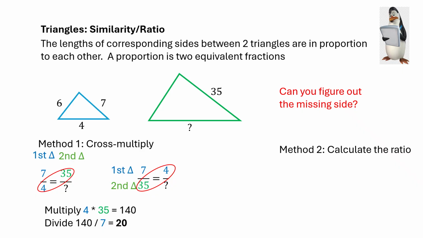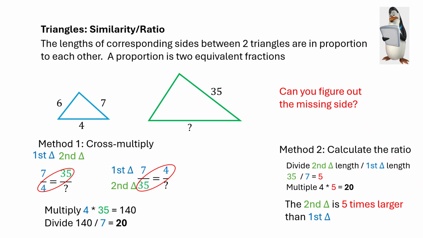Another method you can use is just calculate the ratio. From the start, I could already see a relationship between the 7 and the 35. If you divide the second triangle length by the first triangle length, and these are numbers that you already know, so 35 divided by 7 equals 5. If I multiply the 4 on the bottom to match the green on the bottom, 4 times 5 is 20. Therefore, the second triangle is 5 times larger than the first triangle. But either way, I know my missing side is 20 in both cases.